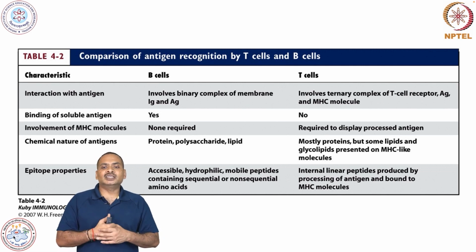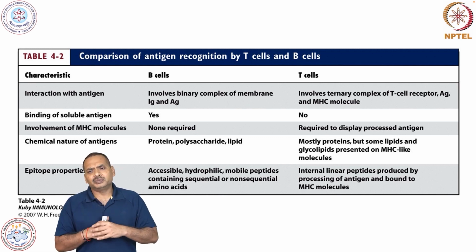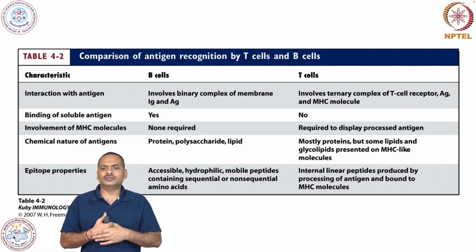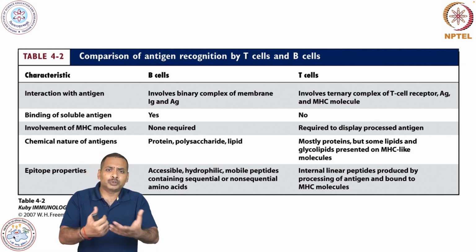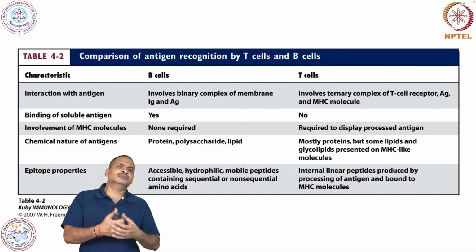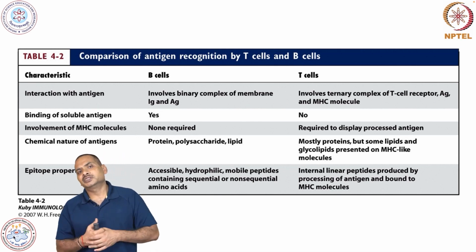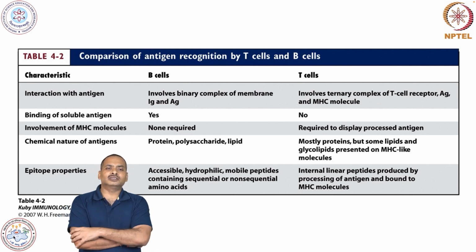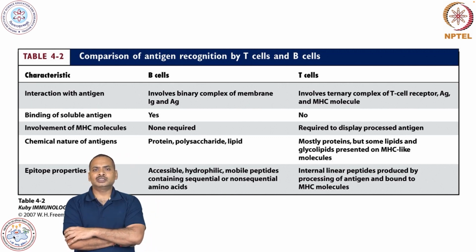In case of T cell, it is basically an internal linear peptide produced after processing of antigen, and it is bound with an appropriate MHC molecule. It may be a CD1, it may be MHC class 1, or it may be MHC class 2. So, this is a comparison of antigen recognized by T cells and B cells. Now, let us move on.